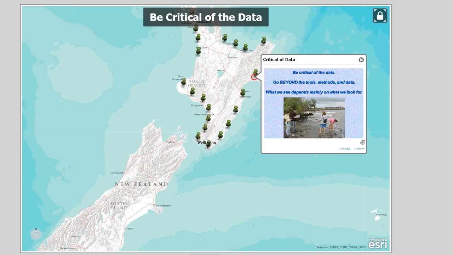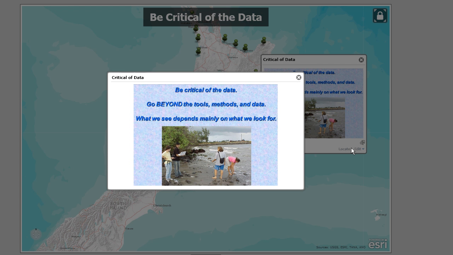So, one of the things that really resonates with me on the use of GIS is this whole idea of being critical of the data. Go beyond the tools and methods. Okay? Think outside the box. Remember that the question is really important here, because what we see depends mainly on what we look for. So if we're not thinking big picture, we're only going to see a little bit of the picture. Okay? Now this being critical of the data, I think, is warranted for a further chat here for a moment.